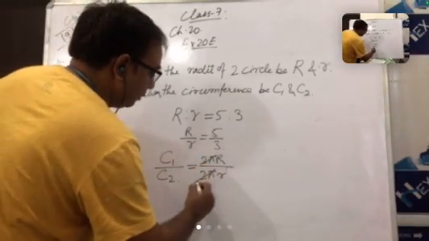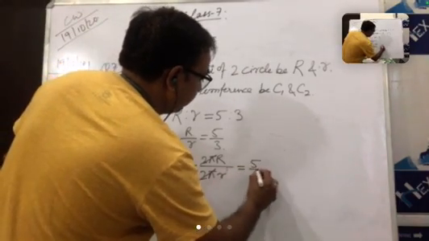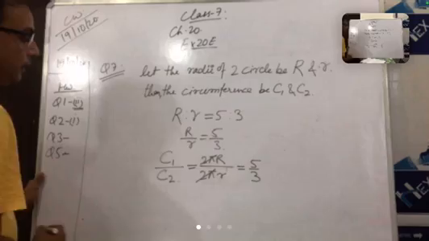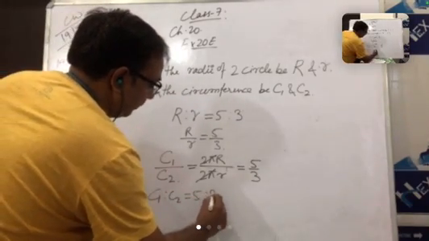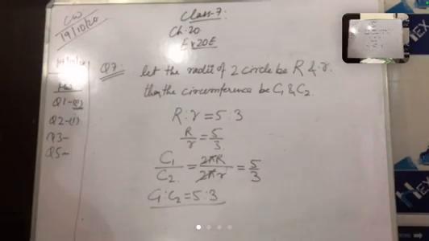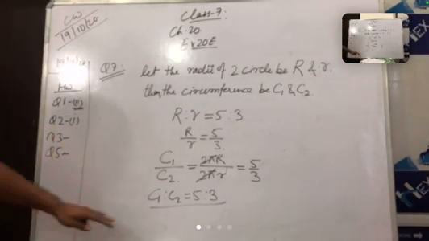Now 2 pi and 2 pi is cancelled. The circumference is equal to 5 upon 3. So C1 is to C2 is equal to 5 is to 3. The ratio of their circumference is 5:3.